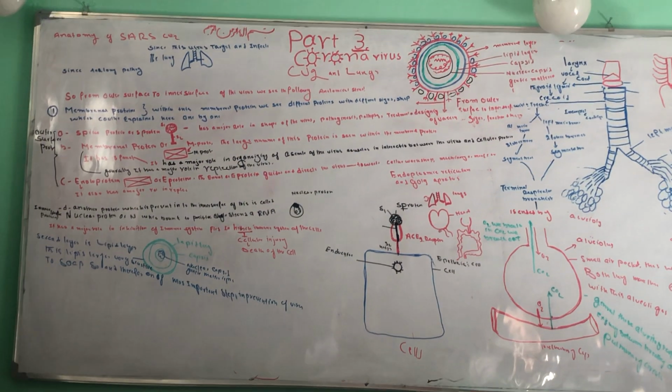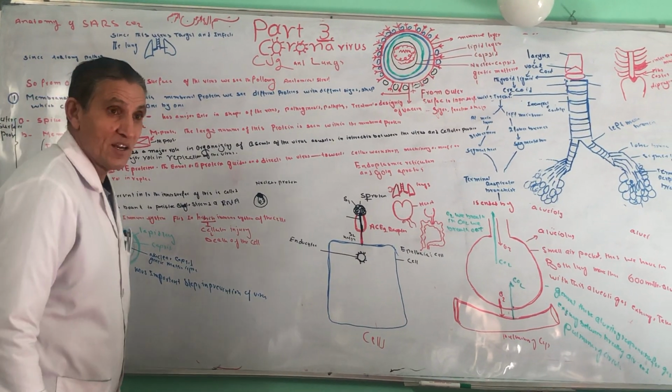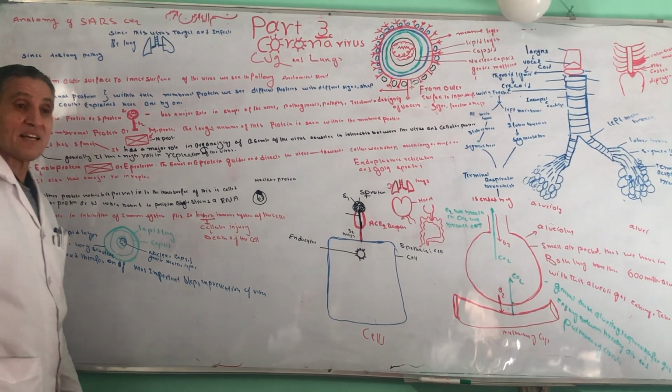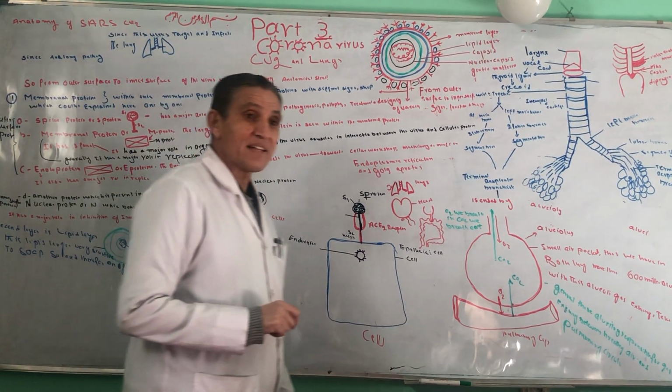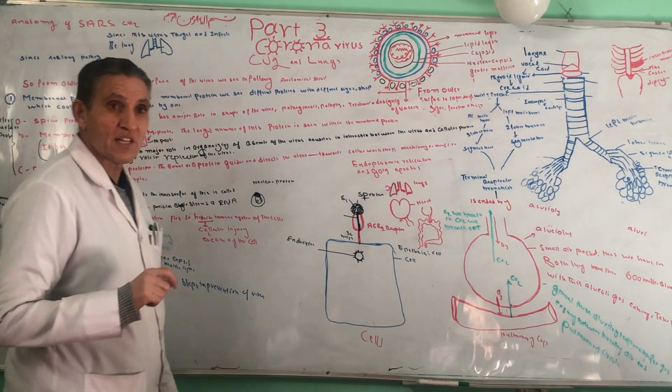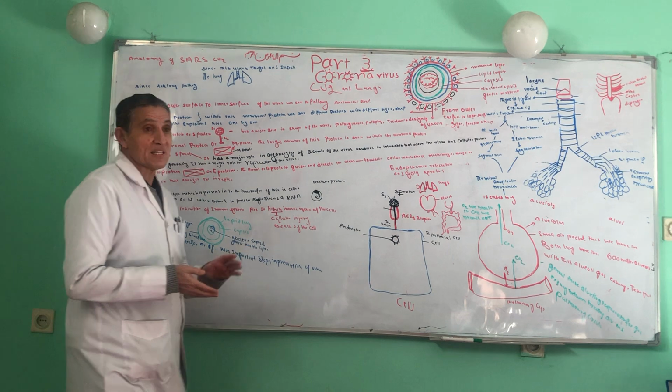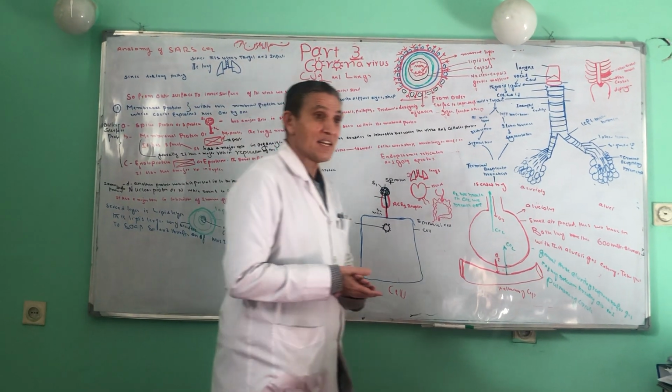After this membranous protein, we have the lipid layer. What is the clinical role of the lipid layer from the standpoint of prevention? This lipid layer is very sensitive to soap. Therefore, hand washing is one of the most important steps for prevention of the virus. By using soap, this lipid layer is dissolved and the virus is killed.